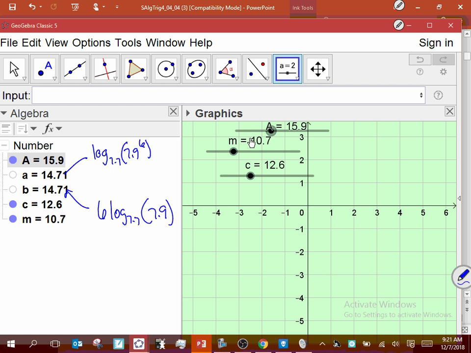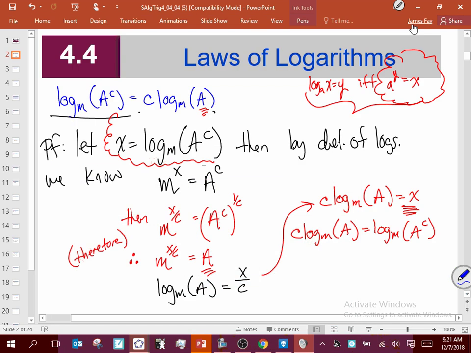Now understand, A cannot be negative. I can't take the logarithm of a negative number. So that's why when I get A to be a negative 4.7, it goes undefined. Okay? But that's the logic behind that law, is that regardless of what your base, what your A value or your argument is, and what your exponent is, you can apply that property. You always get a true statement. Okay? You get equivalent values.